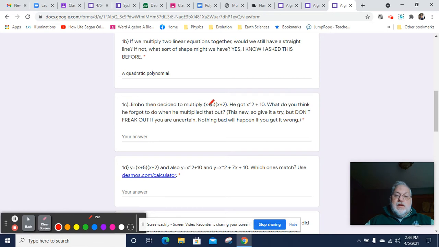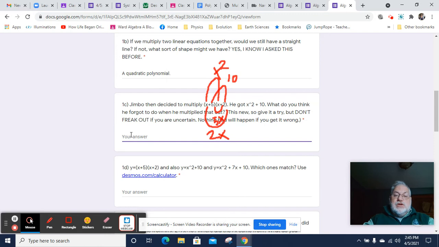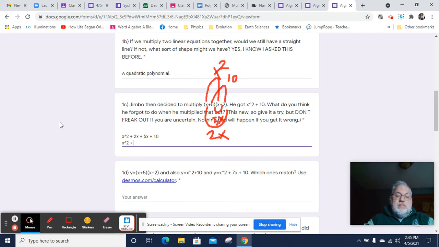Well, once again, he remembered to do x times x, and he remembered to do 5 times 2. So the x times x got him an x squared, and the 5 times 2 got him a 10. But he forgot to multiply x times 2 and 5 times x. Because the x times 2 would have gotten him a 2x, and the 5 times x would have gotten him a 5x. So he left 5x and 2x on the table, or should I say 7x. So he should have gotten x squared plus 2x plus 5x plus 10, which we can simplify to x squared plus 7x plus 10. That's what he should have gotten.